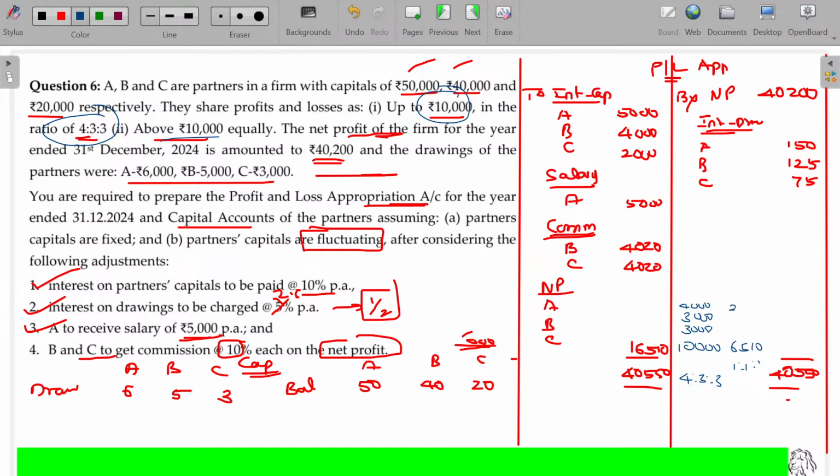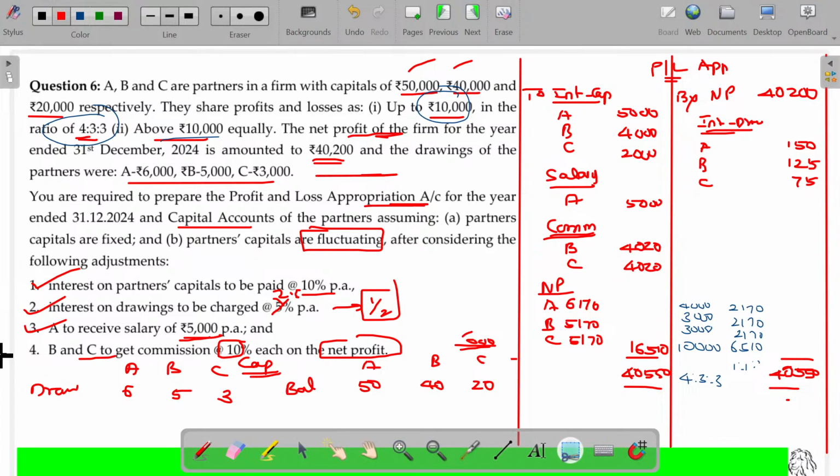So in this case, it is 2,170 each. Am I right? Yes or no? 2,170, 2,170, 2,170. So now A's share of profit being 4,000 plus this one, 6,170. B will get 5,170, C will get 5,170. Hope now we'll be able to understand all these things.